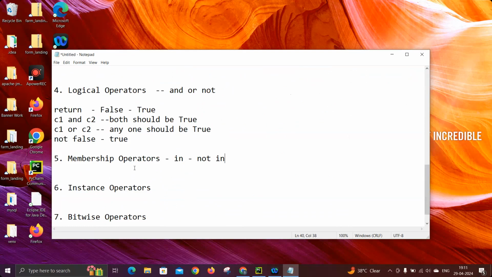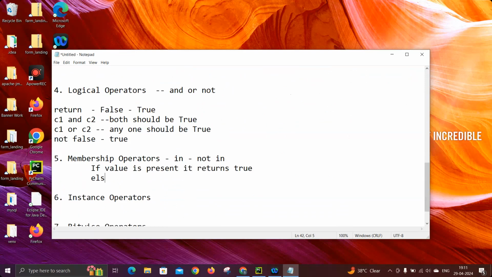In better words, it is used to search for a value, whether the value is there or not. If the value is there, it will return true. Otherwise, it returns false. That's why we also call it a general search operator. If the value is present, it returns true, else it returns false. So this is the basic idea of the in operator.